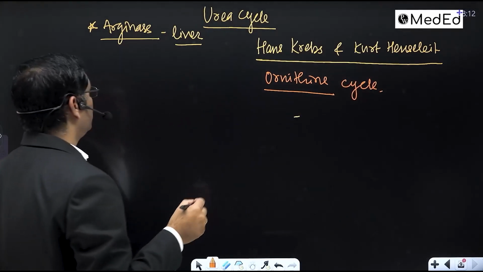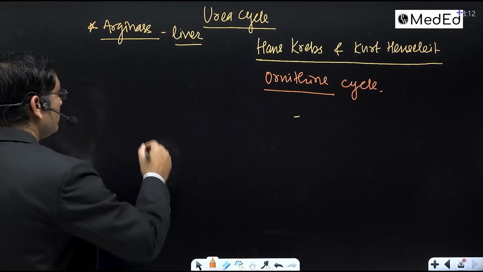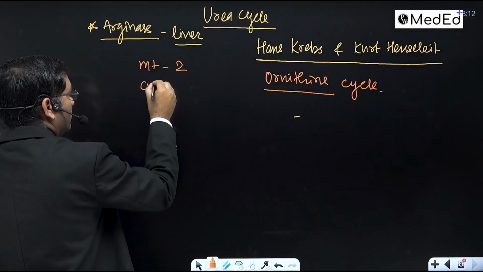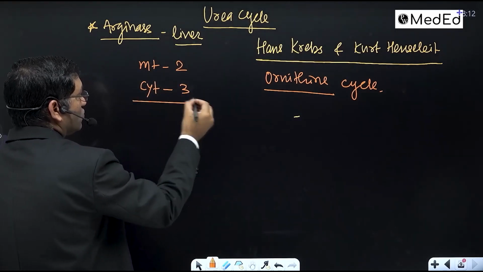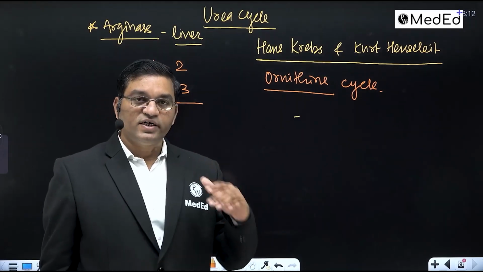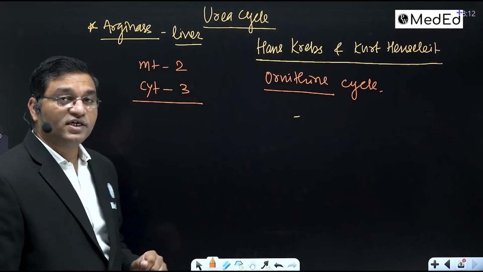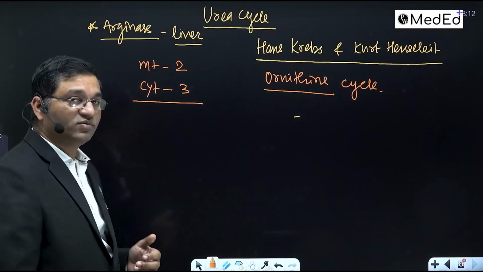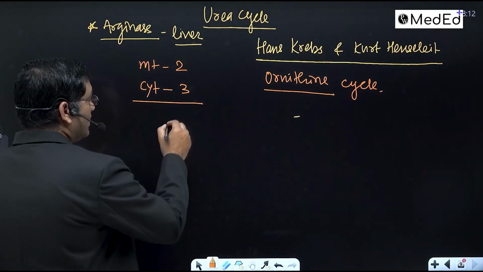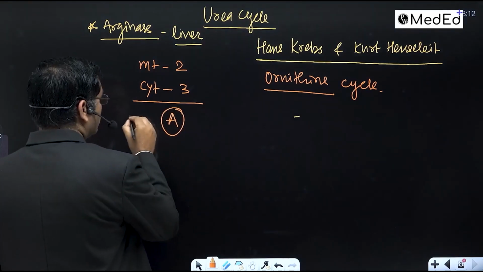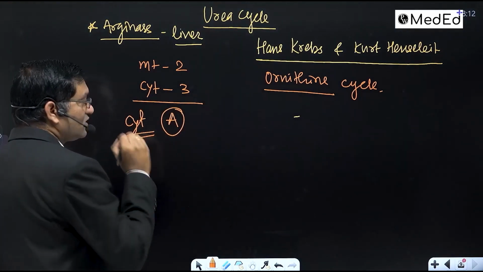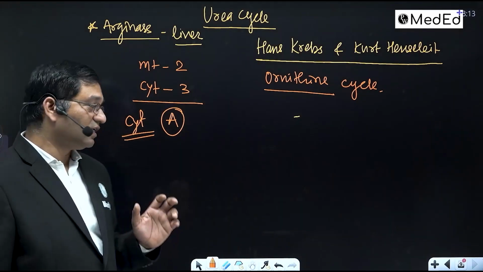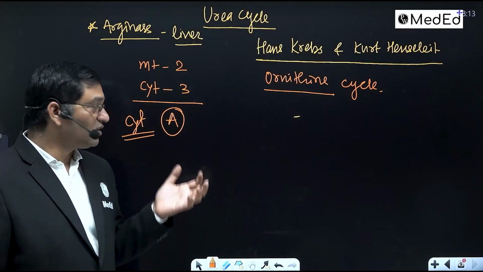It occurs in the liver, partly mitochondrial. The first 2 steps occur in the mitochondria and the next 3 steps occur in the cytosol. So it is compartmentalization, a mitochondrial as well as cytosolic pathway. The names of the cytosolic enzymes start with A: arginosuccinate synthetase, arginosuccinate lyase, and arginase.